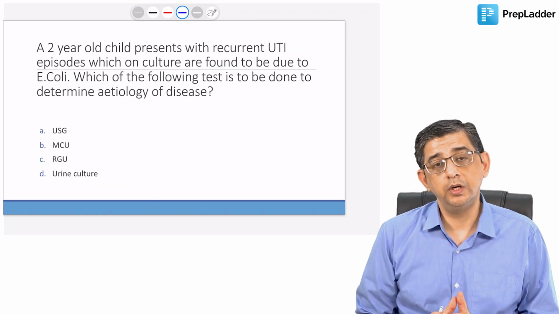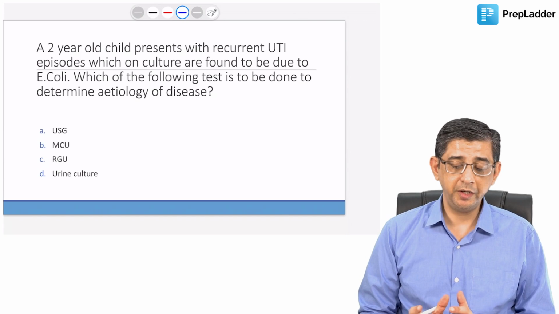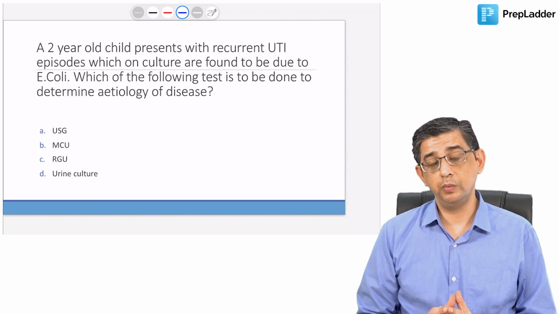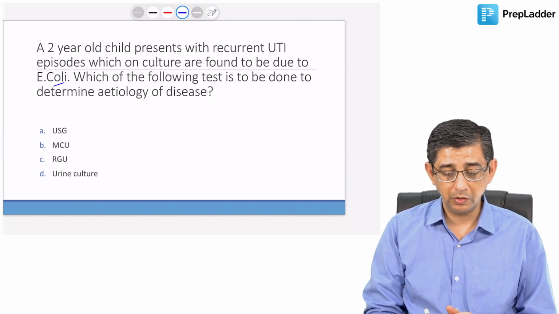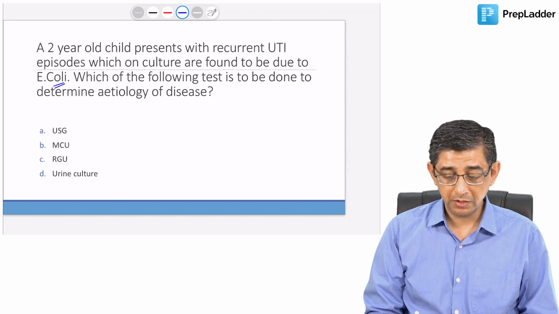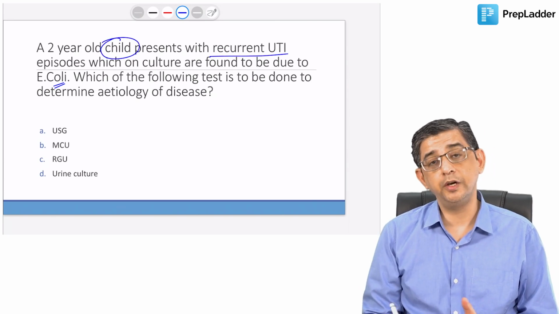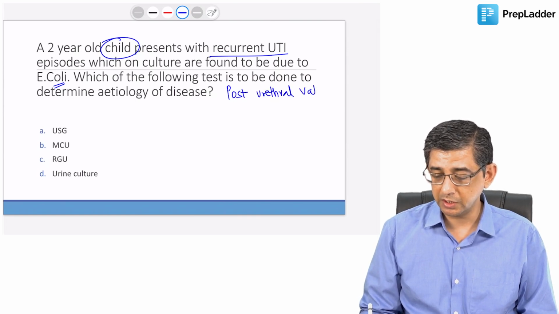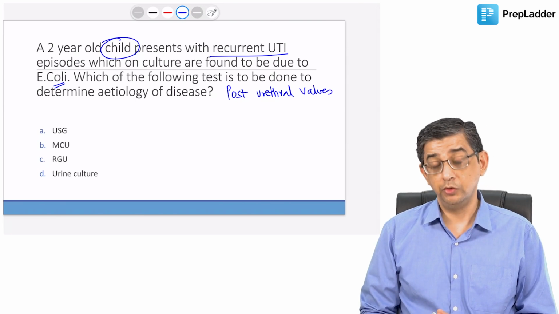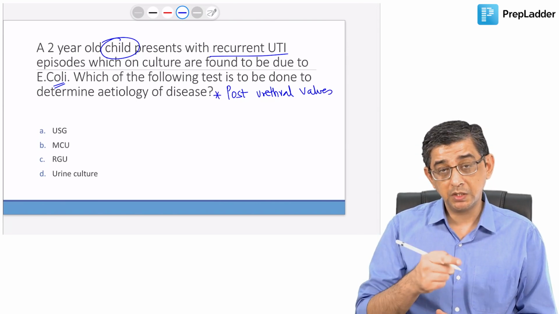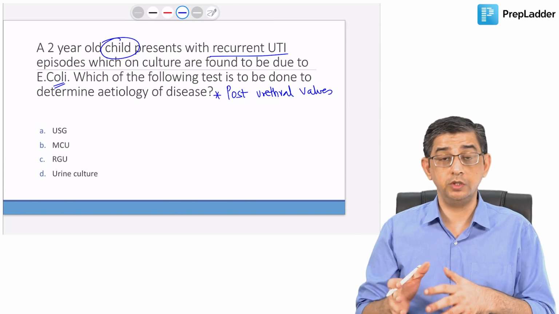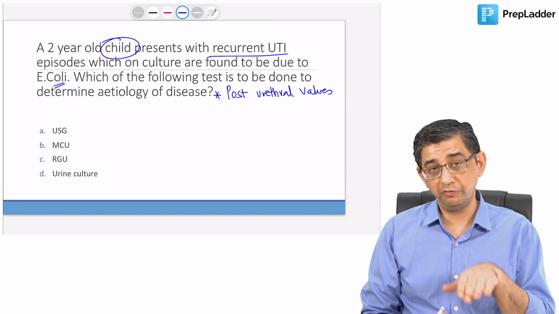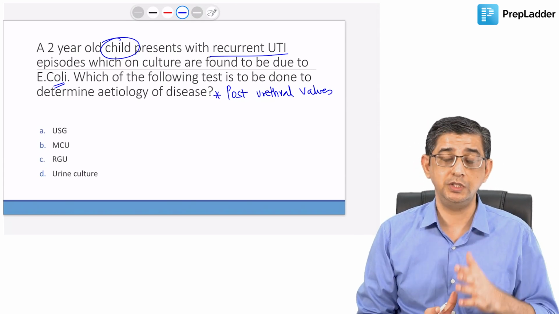We are next going to talk about a 2-year-old child who's presented with recurrent UTI episodes, which on culture was found to be due to E. coli. I mean, E. coli is one of the common causes for UTI. Please appreciate, whenever you read about a child with a recurrent UTI, the first differential diagnosis that you always have to think in terms of would be posterior urethral valves, which is a congenital malformation. This particular condition can even be missed on a cystoscopy because the position of the valves is such that a forward viewing cystoscope may not be able to see the valves.